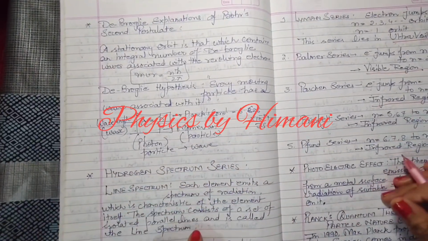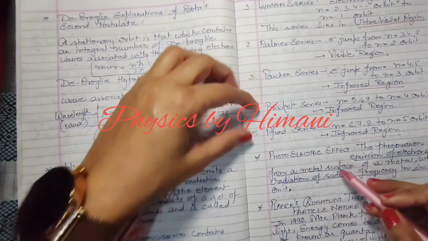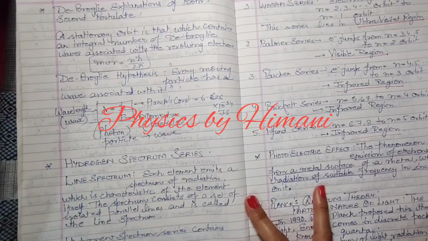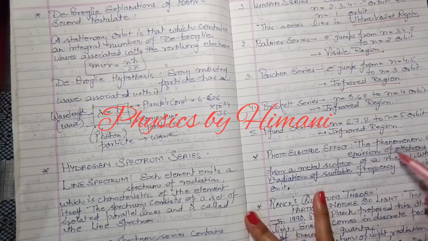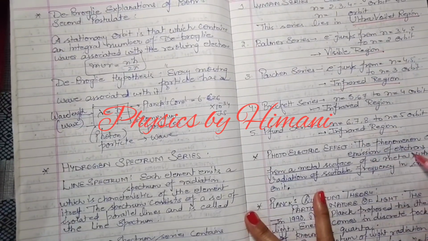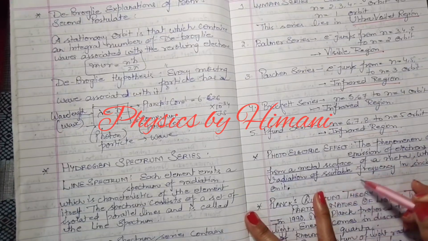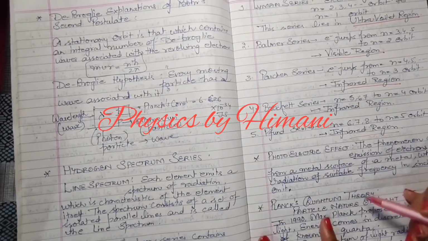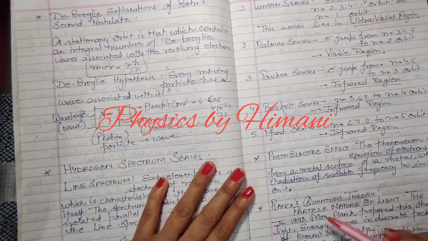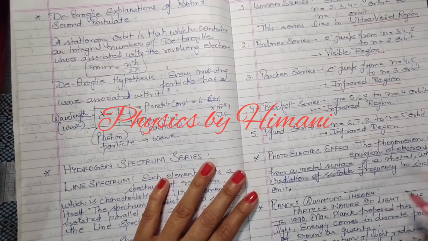So here we discuss hydrogen spectrum series. Next, photoelectric effect. What is this effect? This effect says the phenomenon of emission of electrons from a metal surface when radiation of suitable frequency is incident on it. This is the photoelectric effect. Next theory is given by Sir Planck's quantum theory.